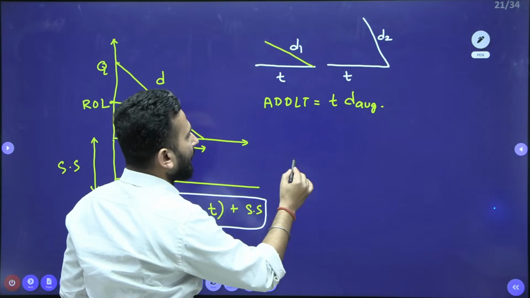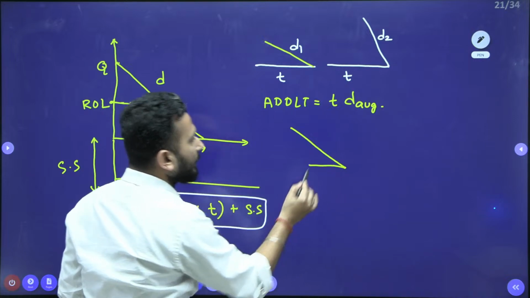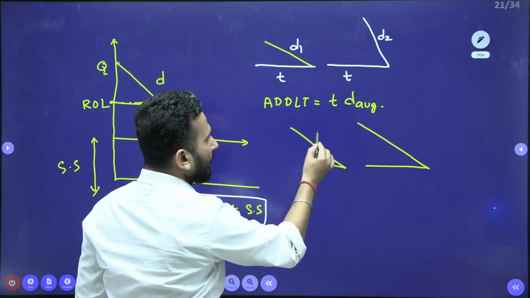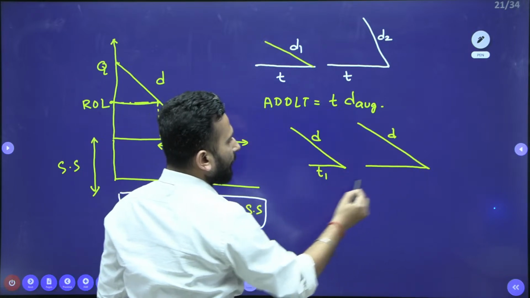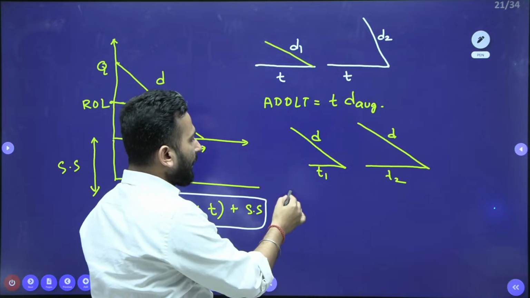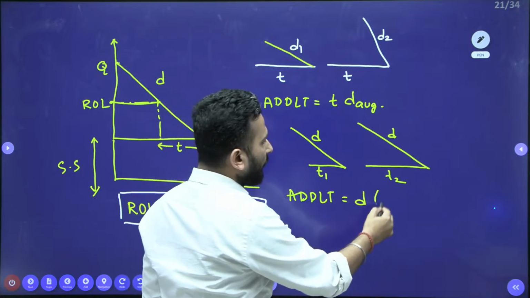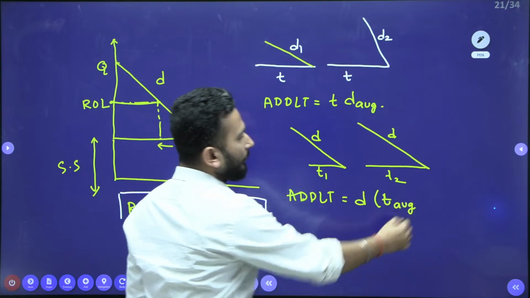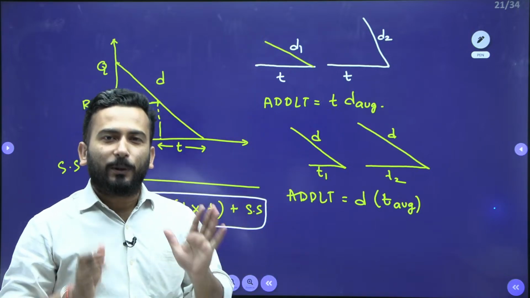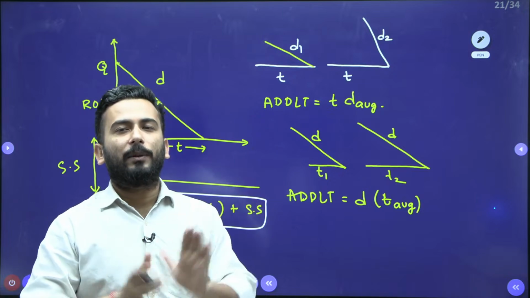Now let me take one case when demand rate is fixed and lead time is changing. This is D, this is D. Now this is T1, this is T2. And now if I ask you what is the average demand during lead time, you will say, sir, D into T average. And what is T average? T average is T1 plus T2 by 2. This is the second case. So till now, my dear friends, whatever case I have taken, individually I have varied them.